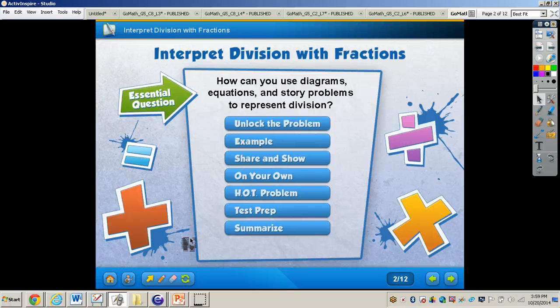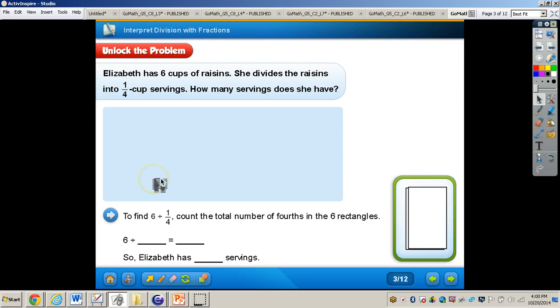In this video, we're going to be taking a look at interpreting division with fractions. Now, the essential question that we're going to be taking a look at is how can you use diagrams, equations, and story problems to represent division. Now, you will need to open up your Go Math book to page 357, get out your math journal, and also a pencil.